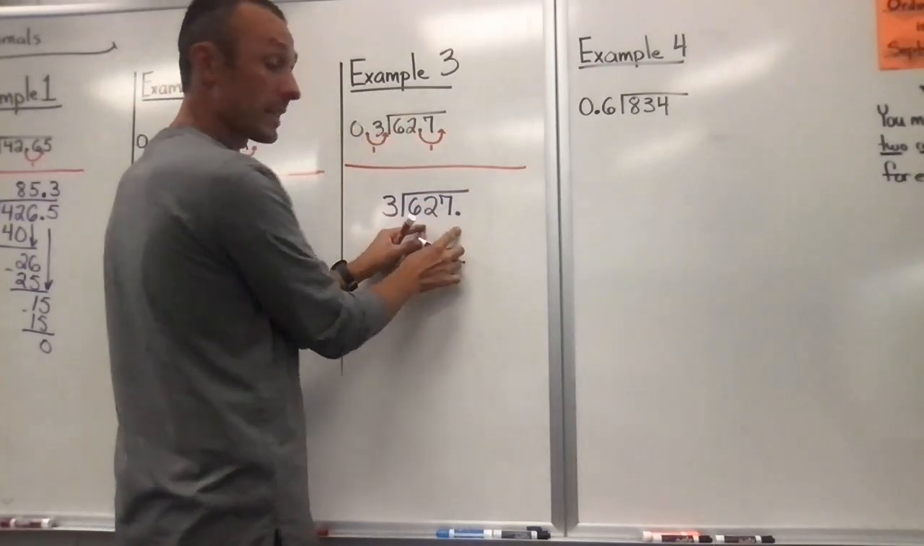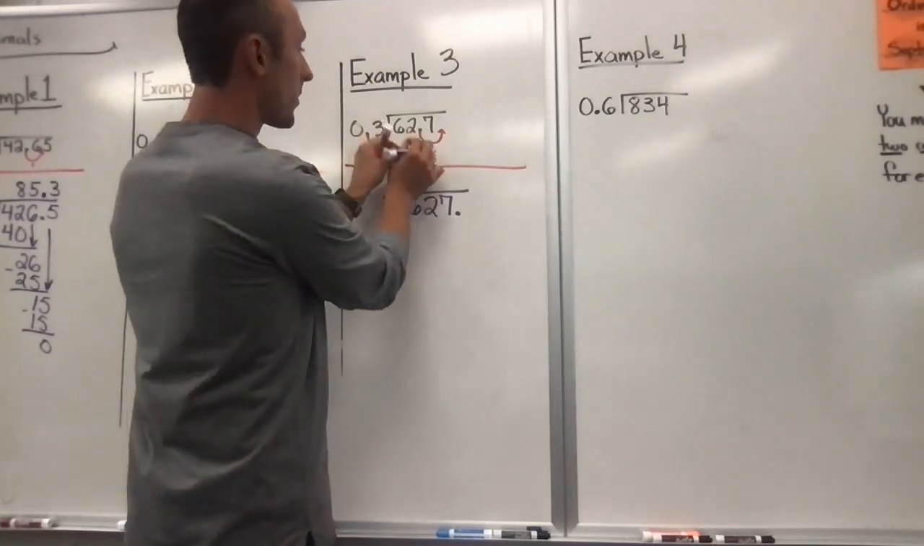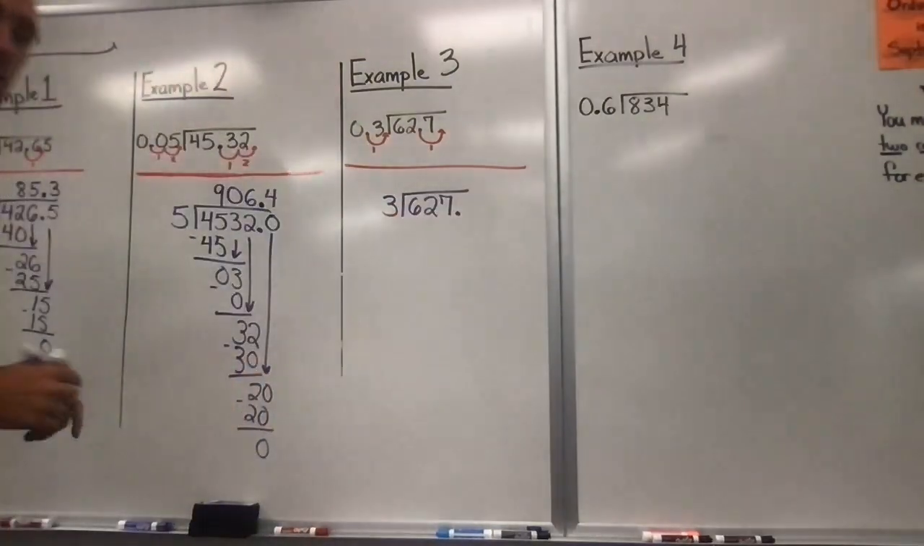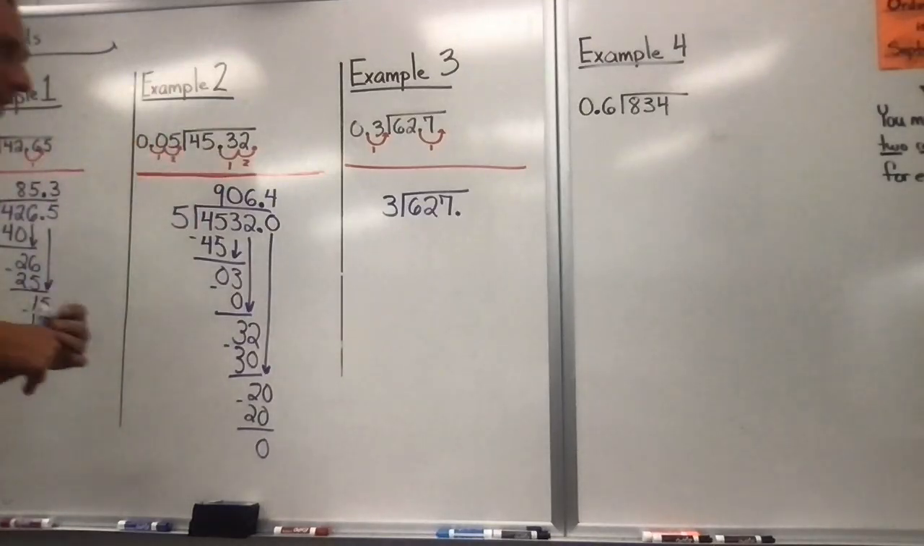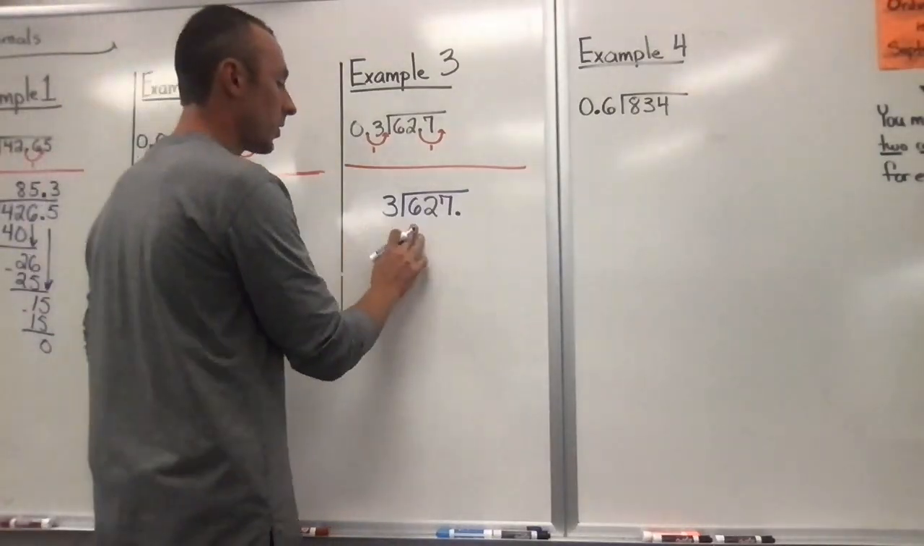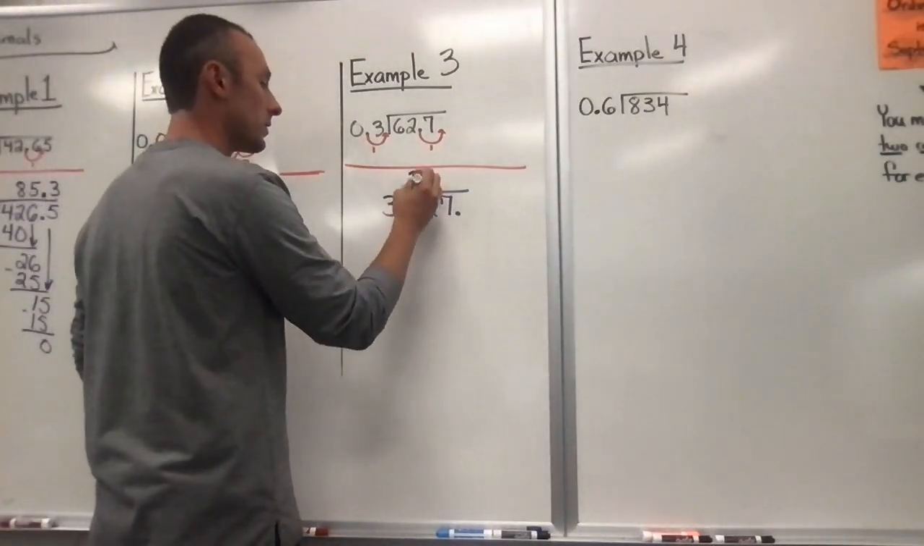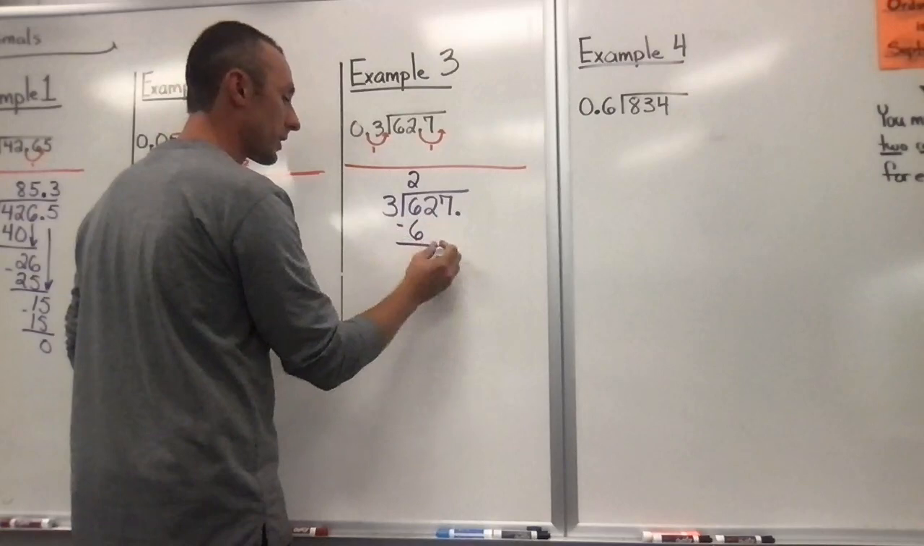I want to keep the decimal on the inside because I might need it later. I move it 1 there. There's my new problem. So hopefully we see a pattern here with each problem. Now I am going to divide like normal. 3 goes into 6 twice. 2 times 3 is 6. I subtract, I get 0.